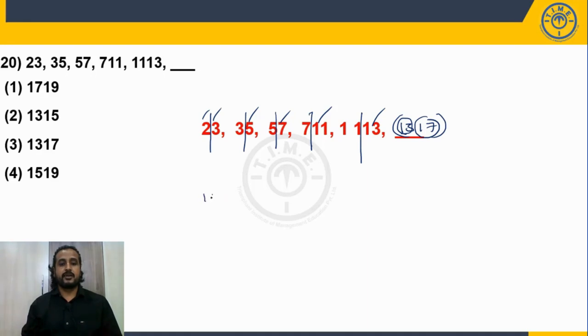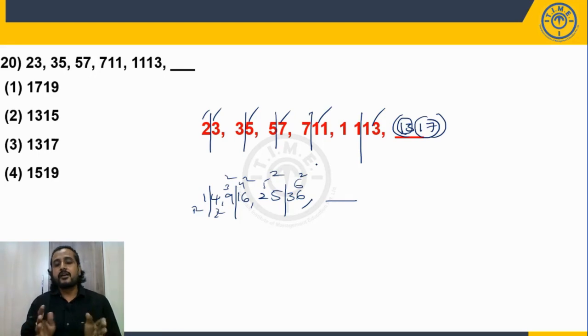That is 1, 4, 9, 16, 25, 36, dash. It is also the same. Split it. 1, 4, 9, 16, 25, 36. 1 square, 2 square, 3 square, 4 square, 5 square, 6 square. So set of two squares are taken together. So next will be 7 square, 8 square. So 49, 64. So this is my required answer. So this type of questions are also expected.